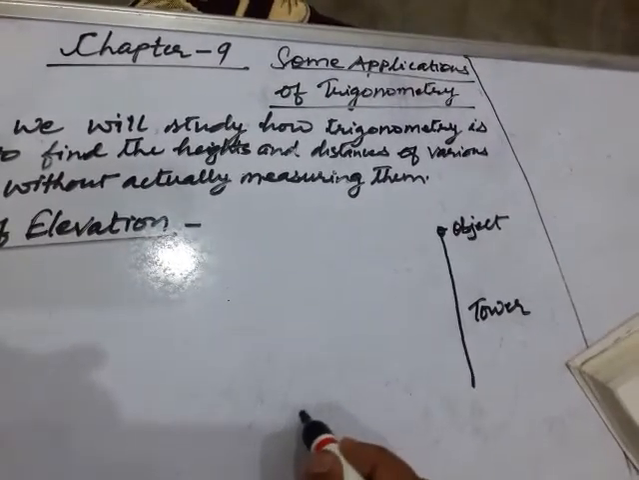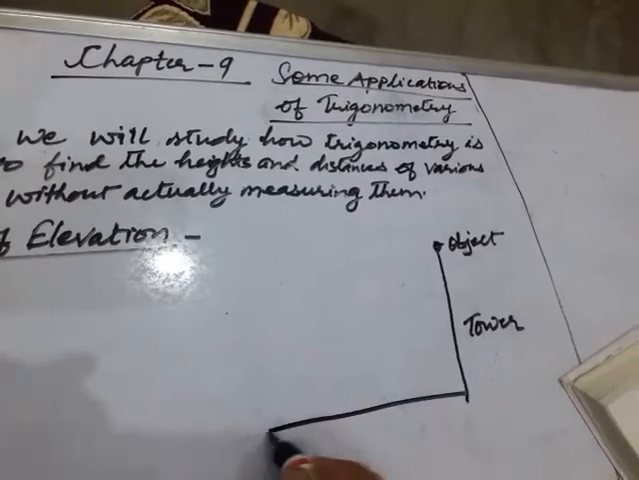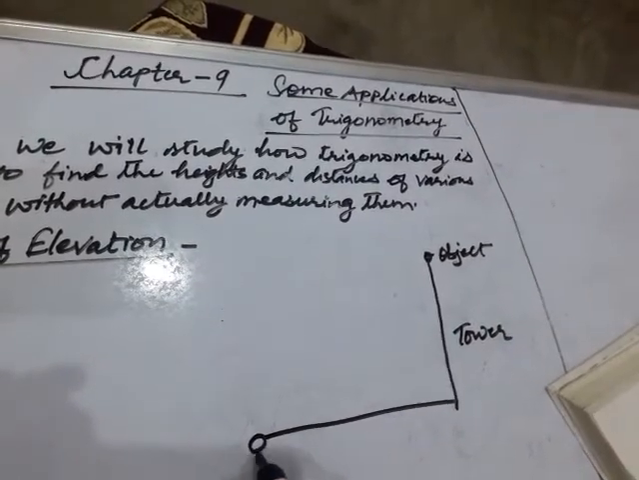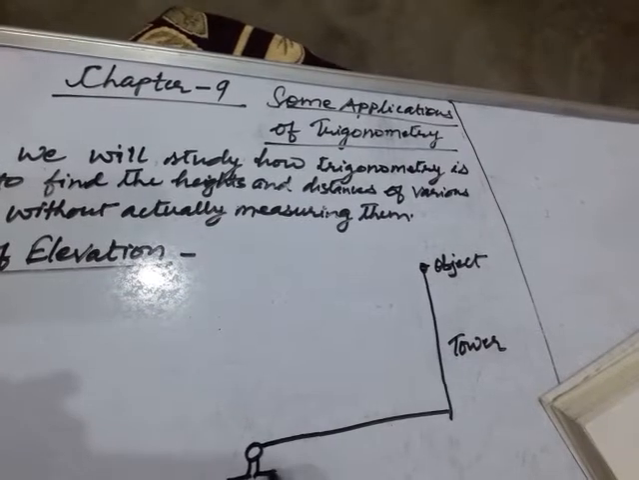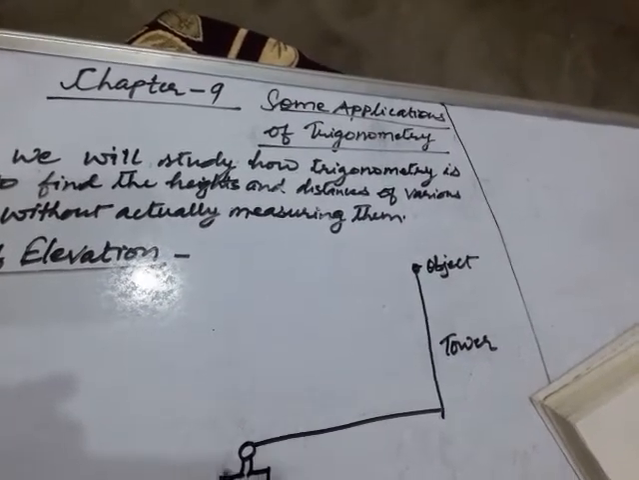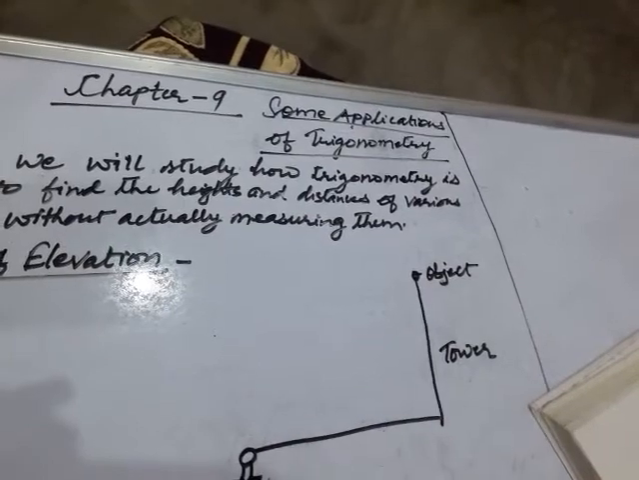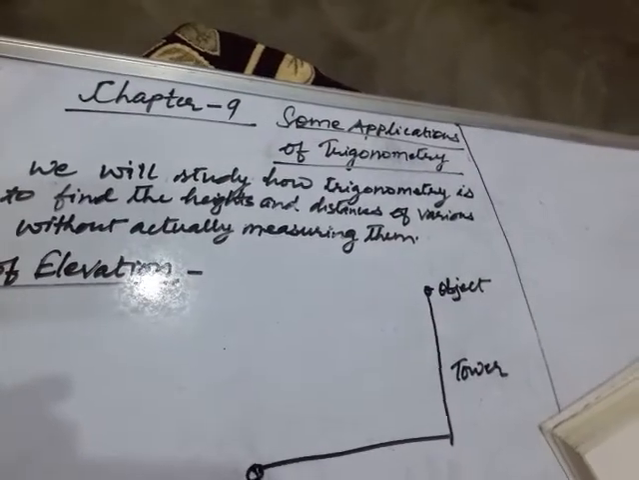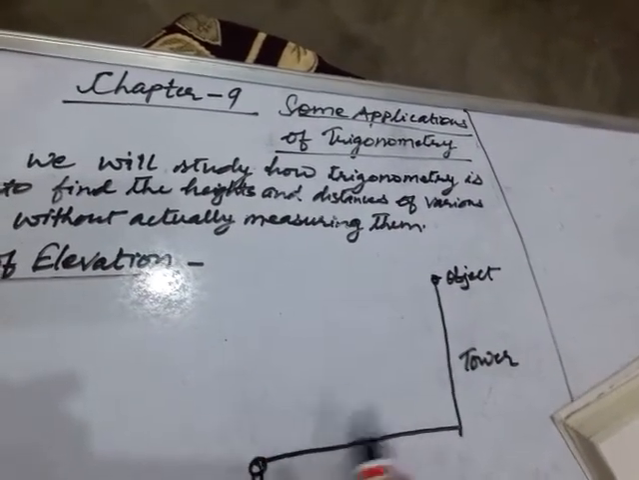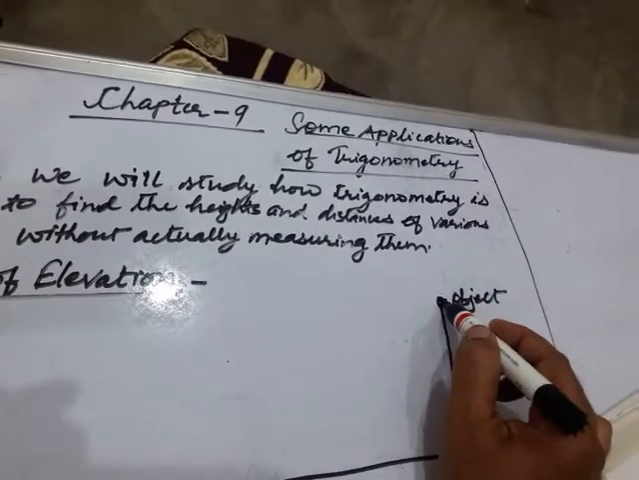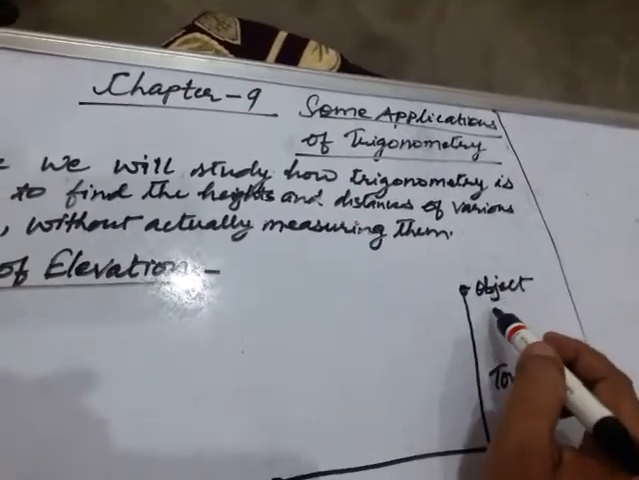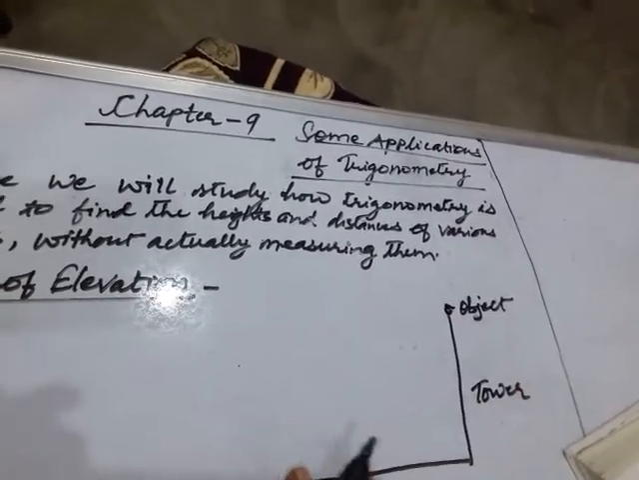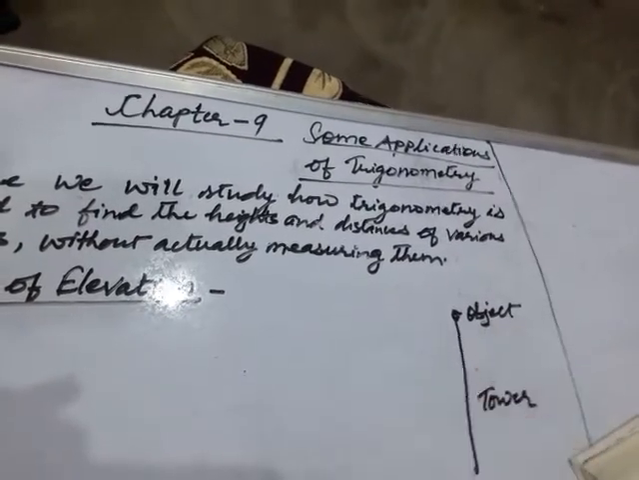An observer is sitting over here. Observer's eye is there. Children, an observer means a person. A person is standing over here, and he is observing the things. The object is kept over here, on the top of the tower. And the observer is looking at the object from here.